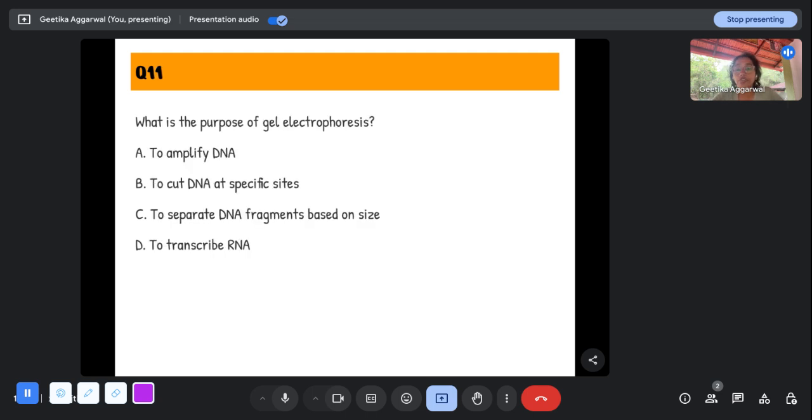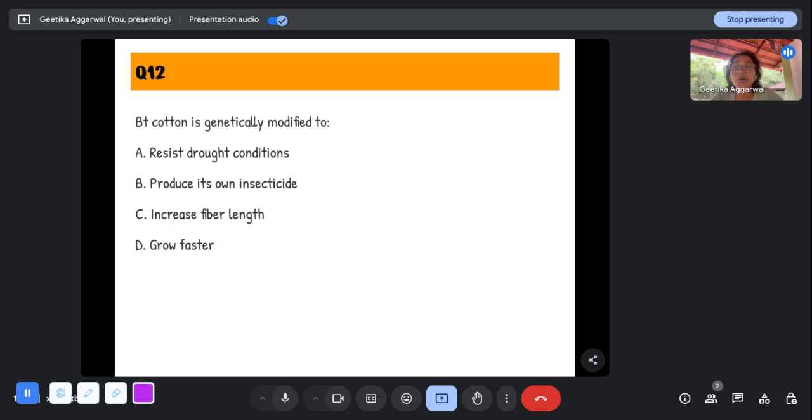What is the purpose of gel electrophoresis? To amplify DNA, to cut DNA at specific sites, separate DNA fragments based on size, or to transcribe RNA. So what does this lab technique, gel electrophoresis, do? Yeah, so the answer to this question is that gel electrophoresis is actually used to separate out different DNA molecules based on their size.